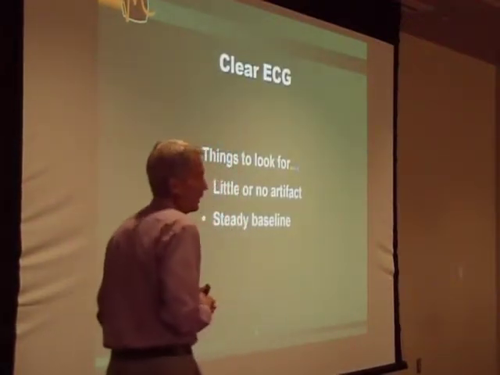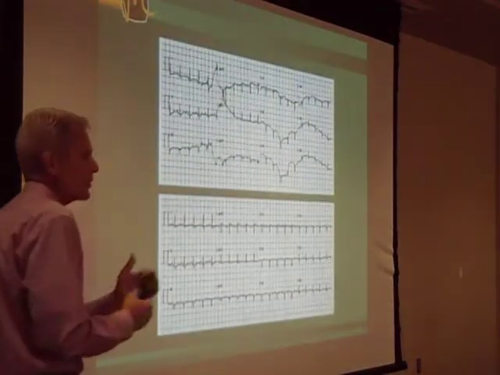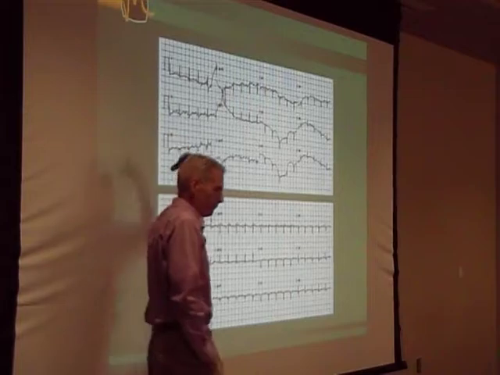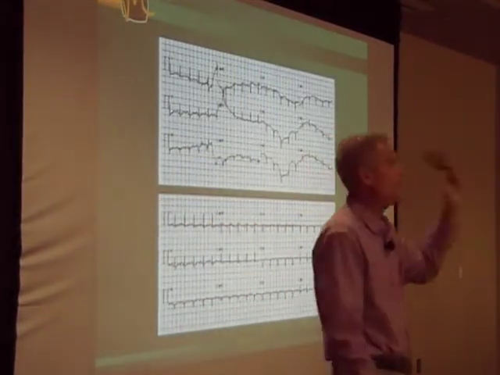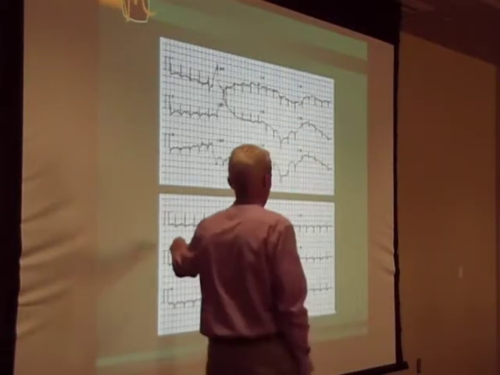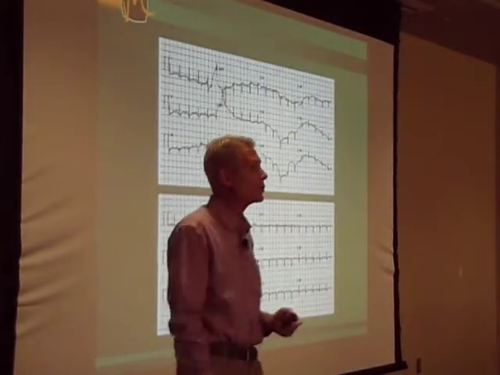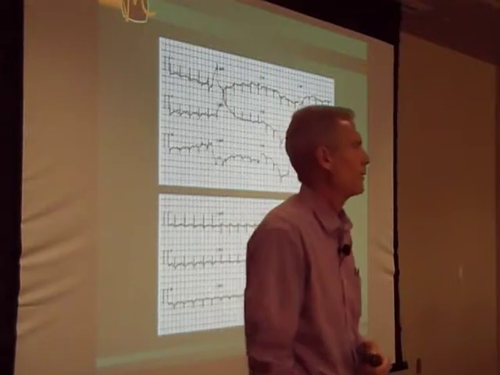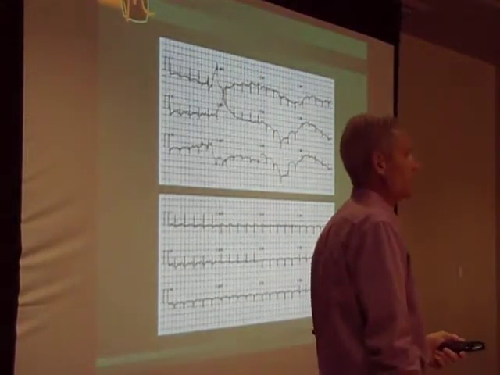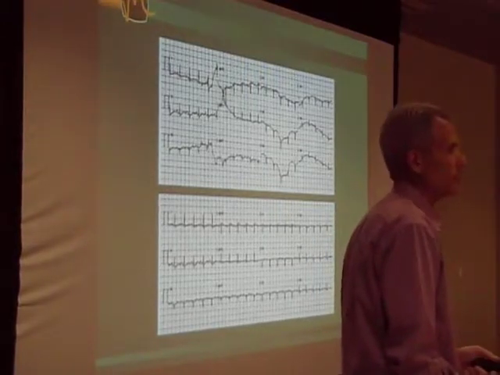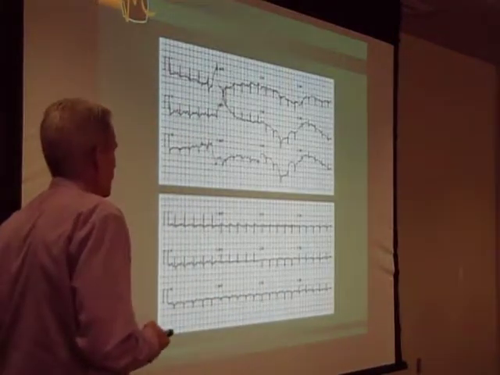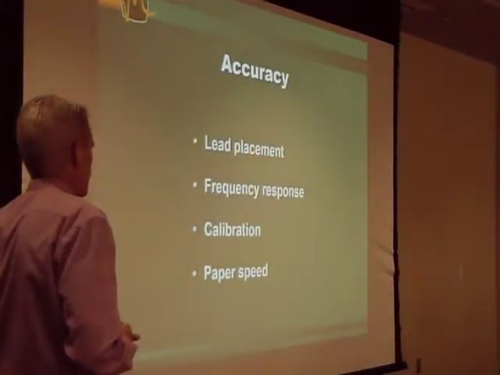Some other things to look for in a clear EKG. Again, this isn't in your booklet, but just look up here. What do you think the problem is here? Patient movement, right? How about this one? Muscle tremor. Patches that are dried out. Patches placed over bone instead of nice meaty areas of the chest. That's why we have to be very good at our patch placement.